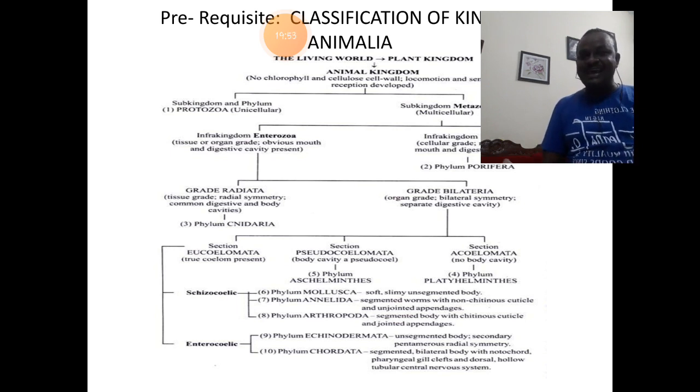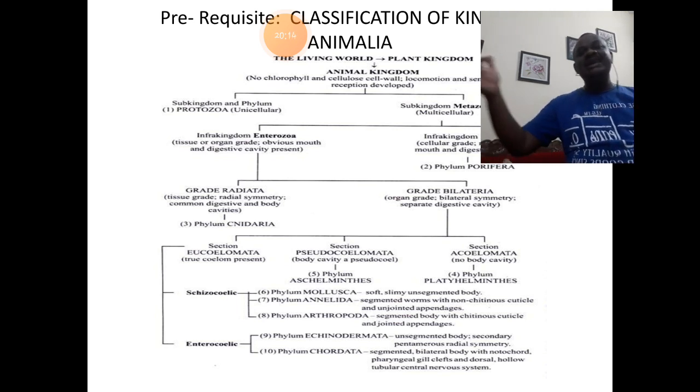Are you able to understand? So what are Platyhelminthes? They are flatworms. Their flattened body is due to the compression between the dorsal and ventral sides together. Are you able to understand? We call it dorsoventrally flattened.